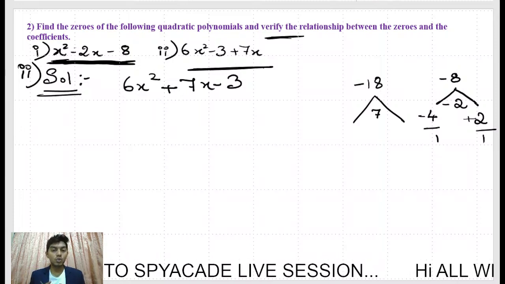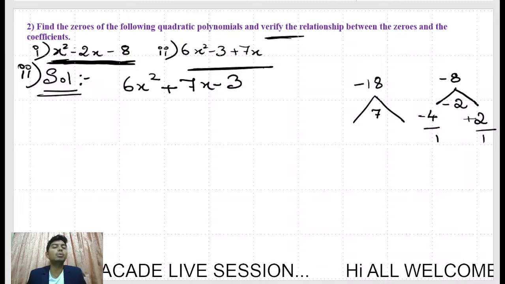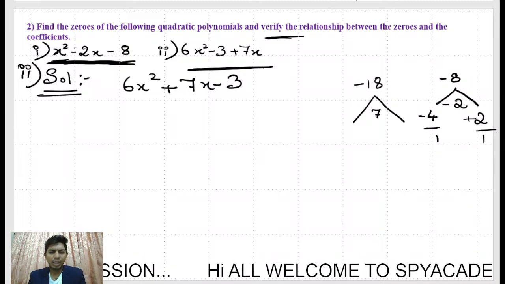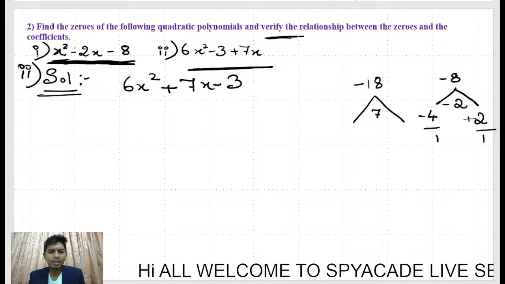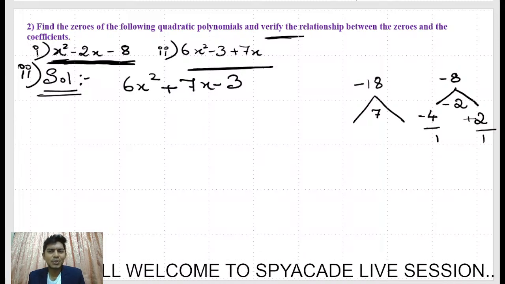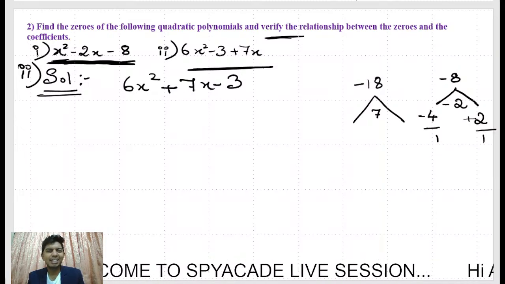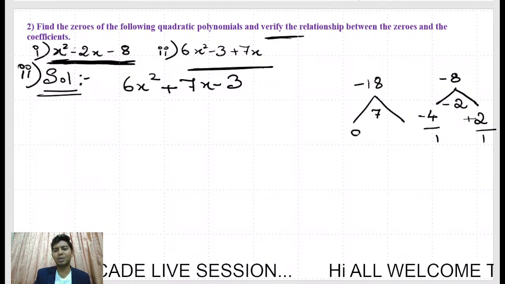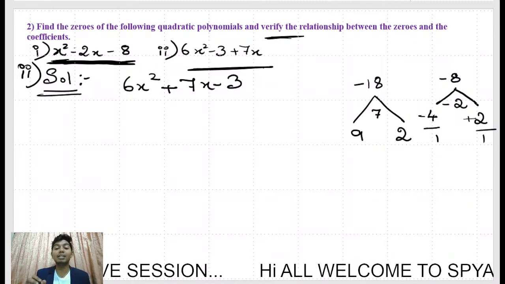Now you have to choose two numbers. If you multiply, you will be getting minus 18, and if you add, you will be getting 7. What are those two numbers? Think. 9 twos are 18. Fine, okay, 9 twos are 18.